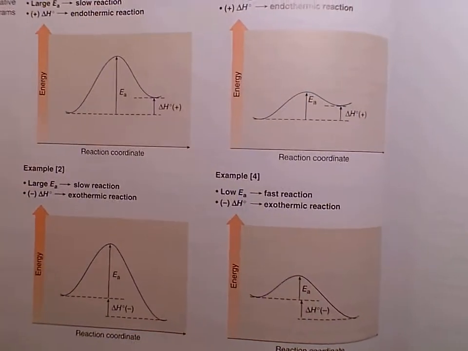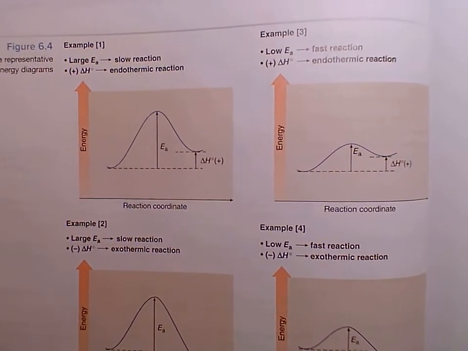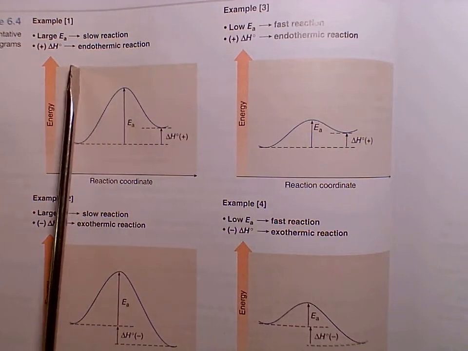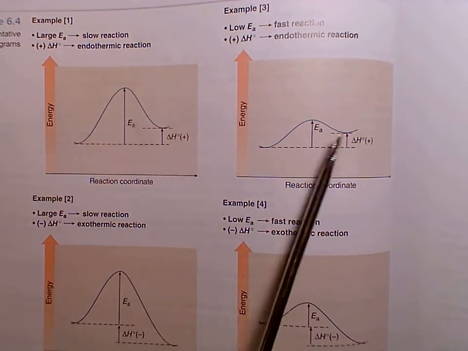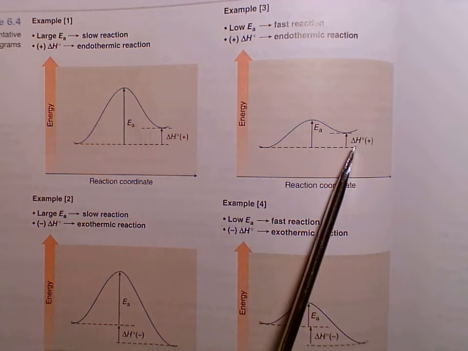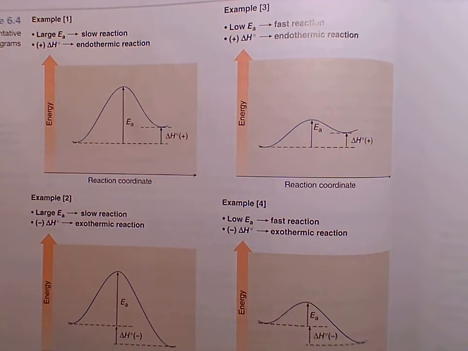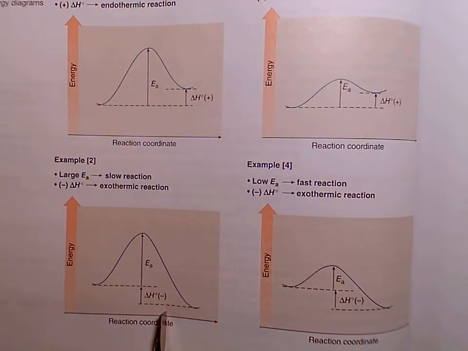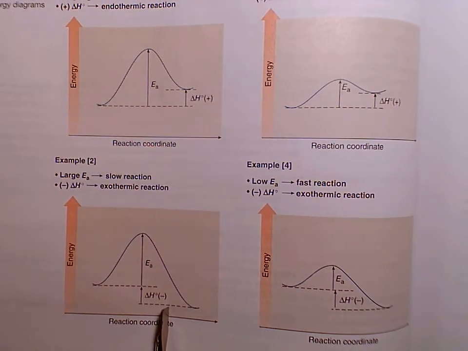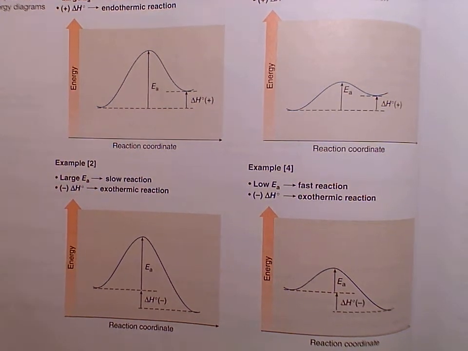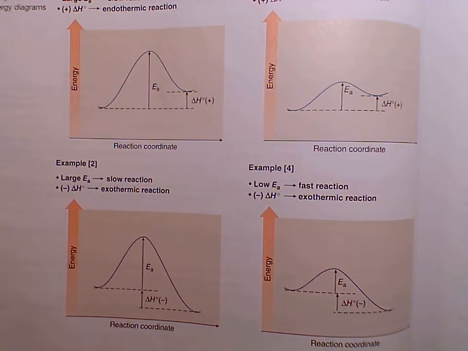Okay, so here, that's what I was explaining. Examples of a slow reaction, but delta H is positive. Here's a faster reaction. Delta H is still positive, still endothermic. The reaction equilibrium lies to the left. And then down here, we've got a slow reaction where equilibrium lies to the right. Fast reaction where the equilibrium lies to the right. Okay.